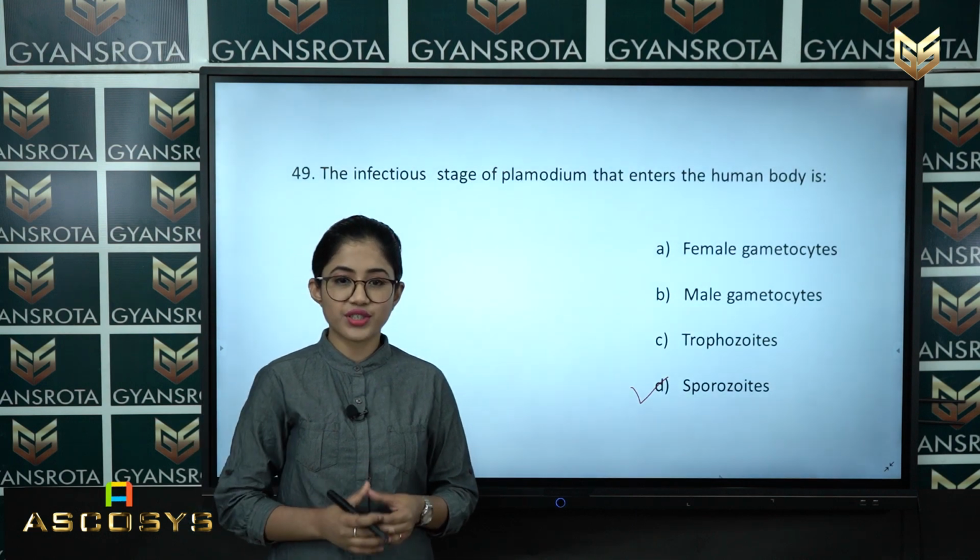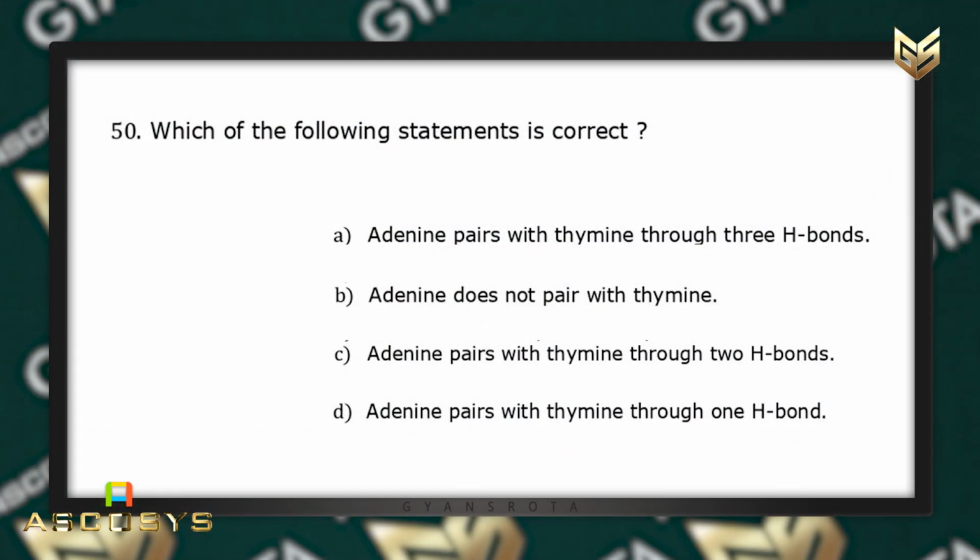Now let's see the next question, that is question number 50. Which of the following statements is correct? Option A, adenine pairs with thymine through 3 hydrogen bonds. Option B, adenine does not pair with thymine. Option C, adenine pairs with thymine through 2 hydrogen bonds. And option D, adenine pairs with thymine through 1 hydrogen bond.